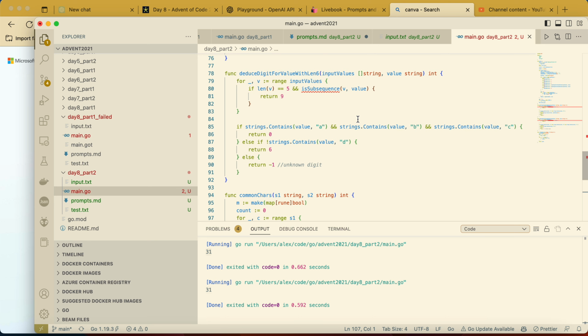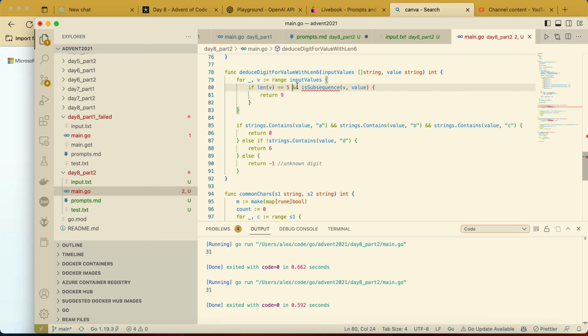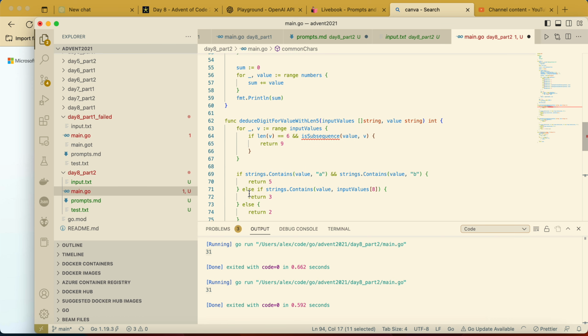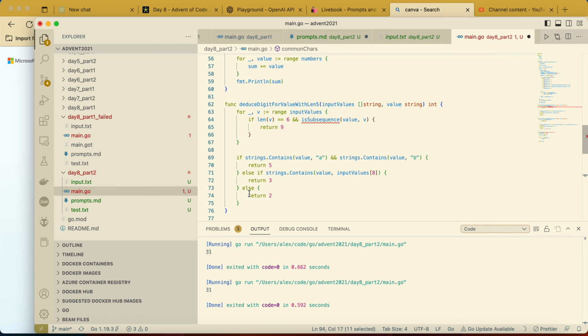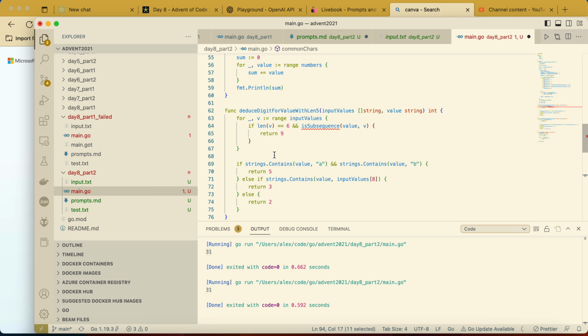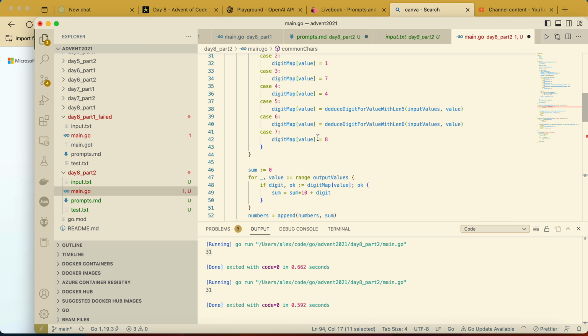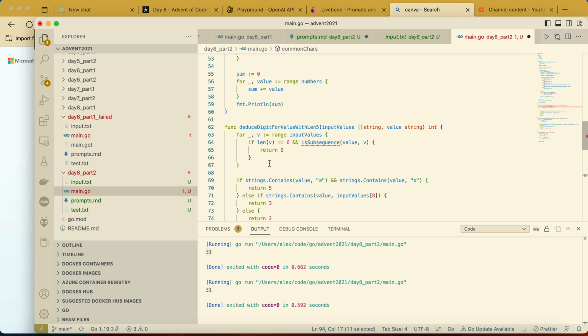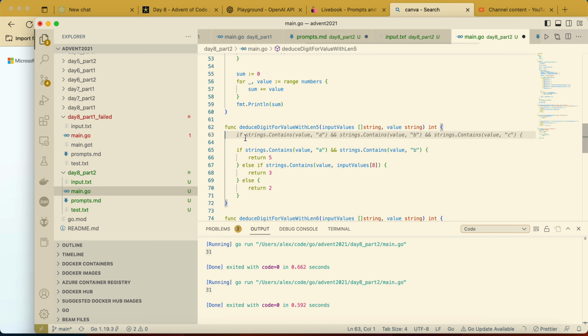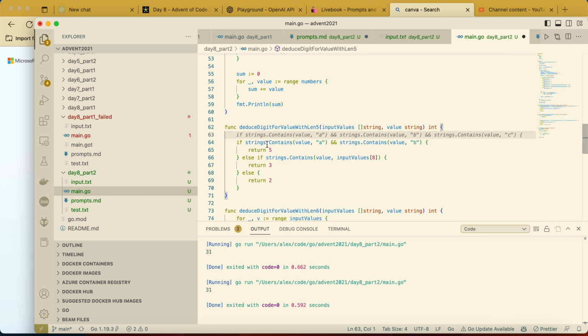Substring, which was doing something very similar, I would assume. Input values, while checking the length that it's not 9. Let's remove all this stuff. I really don't like it.